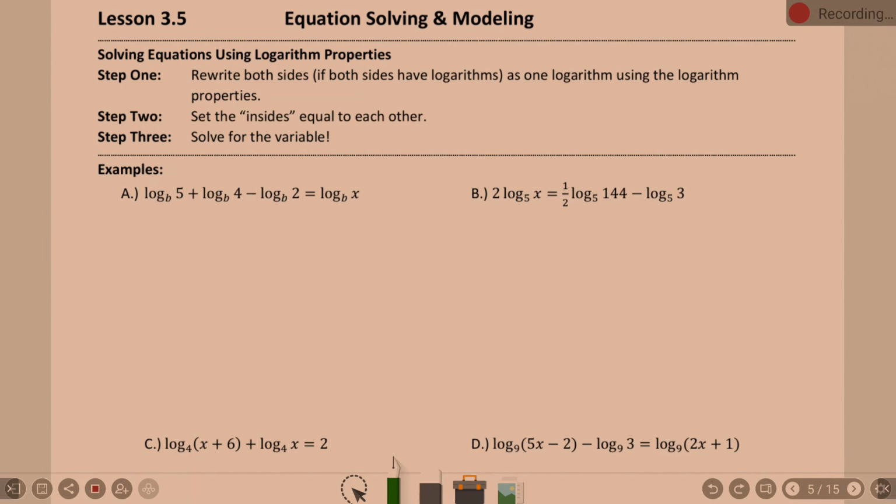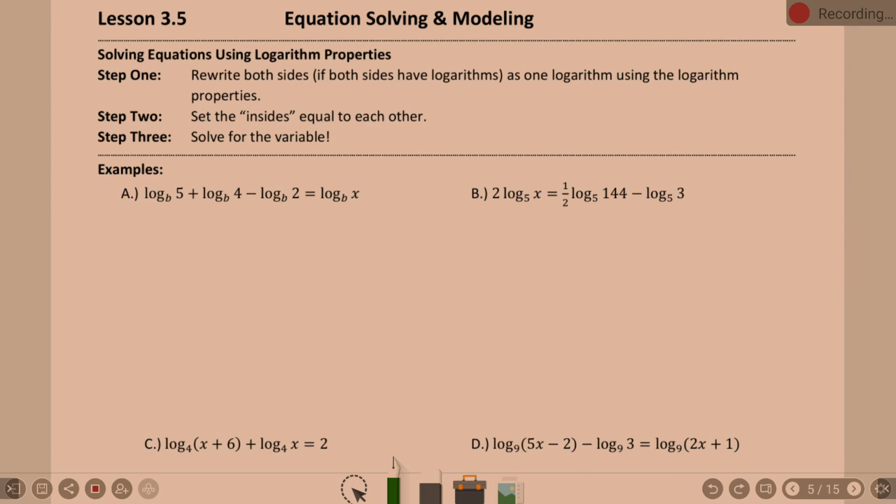Okay, lesson 3.5. We are solving equations. Now, I kind of set this up as two different sides. On the first side, we are focusing more on using our log properties. Okay? So it's more about using our log properties on the front side. On the back side, it's going to be more about, okay, these are exponential problems.